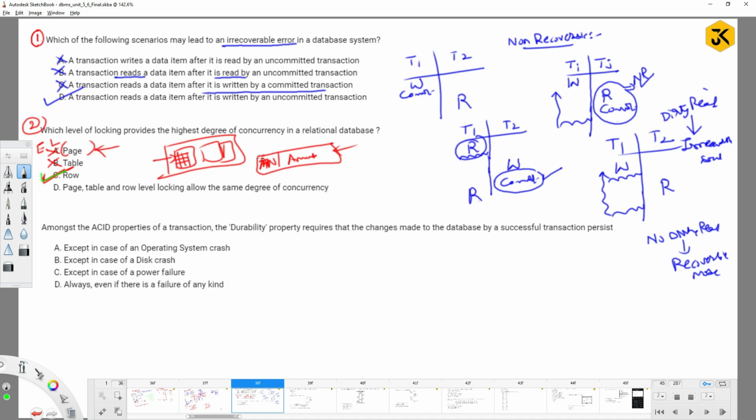So which level of locking provides the highest degree? Meaning that whatever the smallest unit that is available to us, on that you have to go for locking. That's it. Simple one, right?